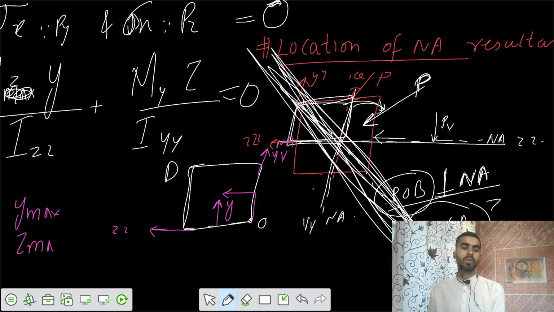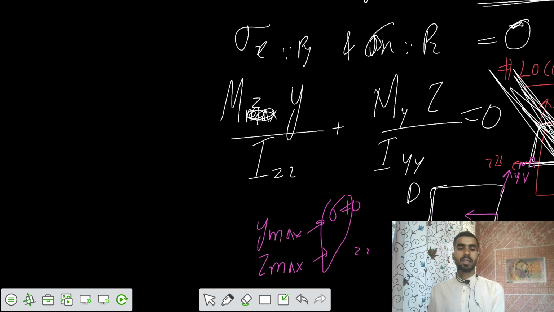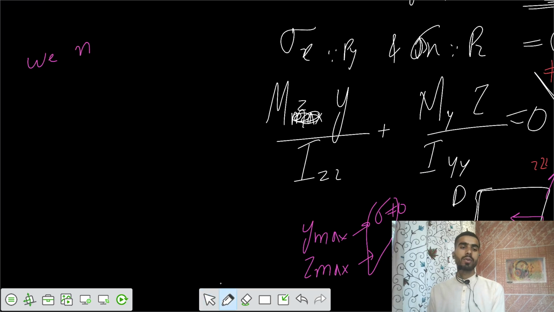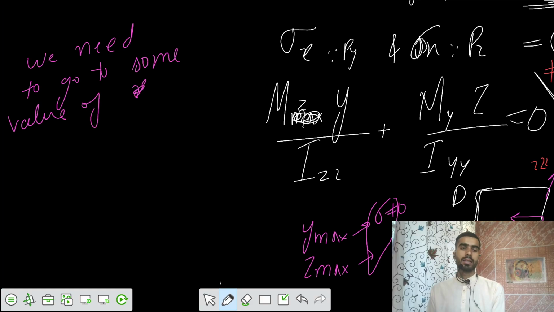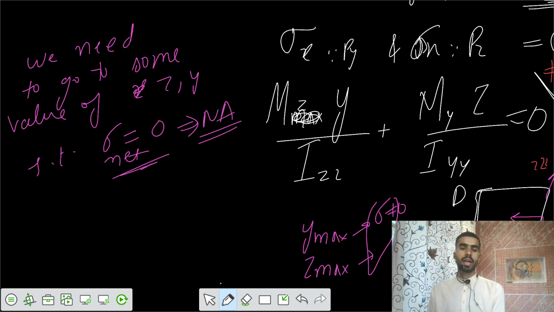You don't have to go to Y max or Z max, because there is a bending stress there. We have already calculated the bending stresses at A, B, C, D. That won't be equal to 0. So we have to go to some value of y and z such that the net stress is equal to 0. That we can call the neutral axis.